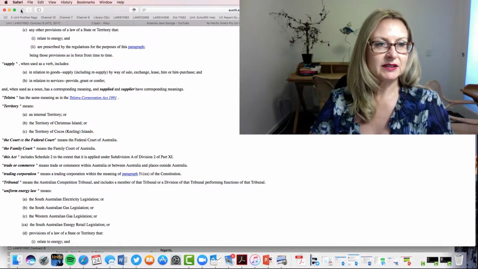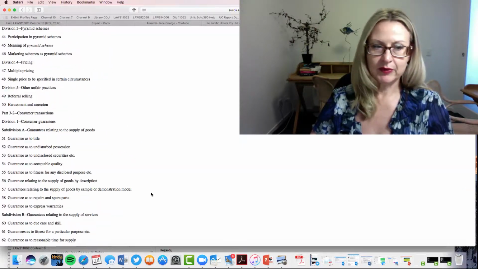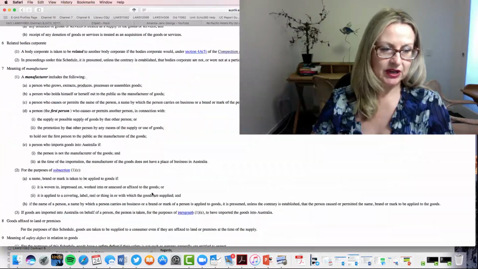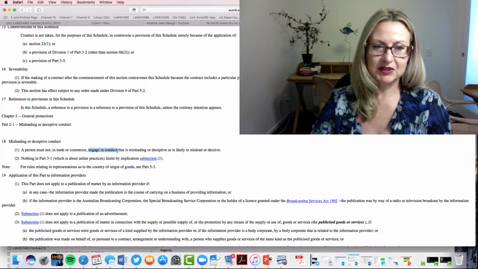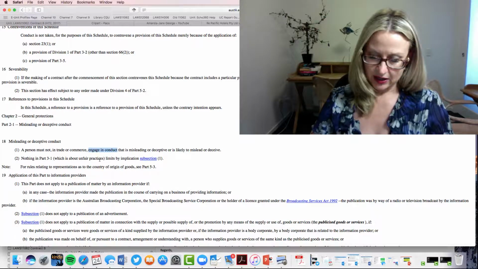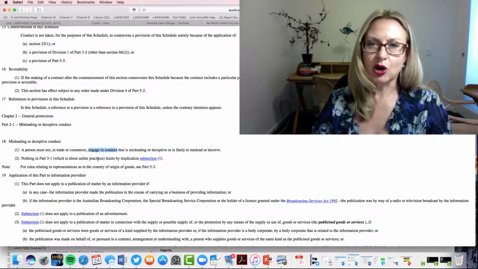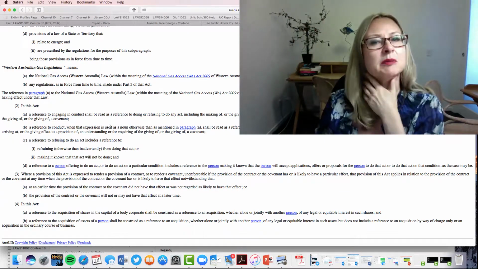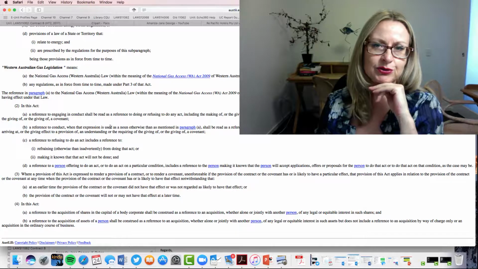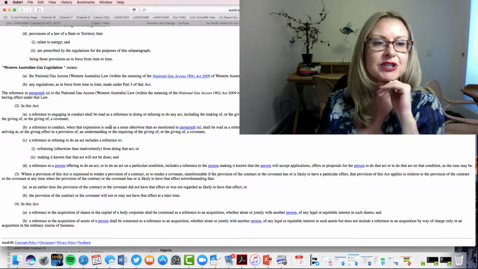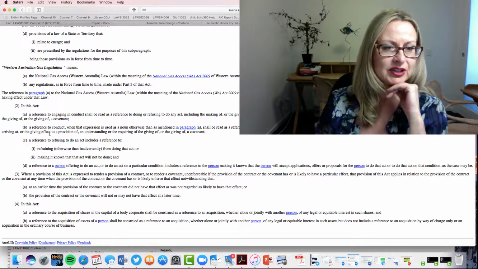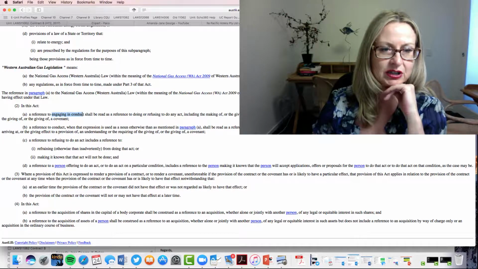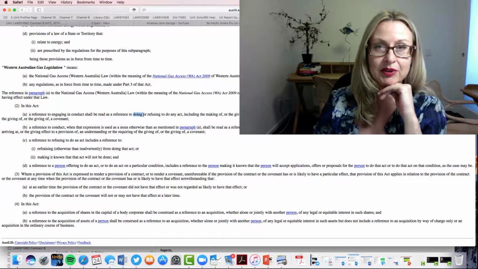So if we skip back to the Australian Consumer Law and go down to our familiar friend Section 18, the next thing that has to happen is that there must be some kind of conduct, engage in conduct. If you look at the definition of conduct, it's a little bit confusing, but it actually means that if you skip back to section 4 in the main body of the legislation and go down to subsection 2, you'll see that a reference to engaging in conduct is doing something or refusing to do any act.